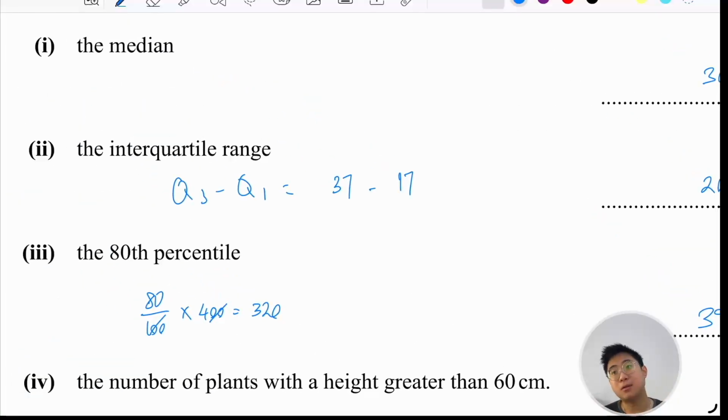Like 80th percentile, so get 80% of all your data. In this case, it's 320. Interquartile range, you want to get quartile 1, it's 1 over 4 of all your data. Quartile 3, it's 3 over 4 of all your data.